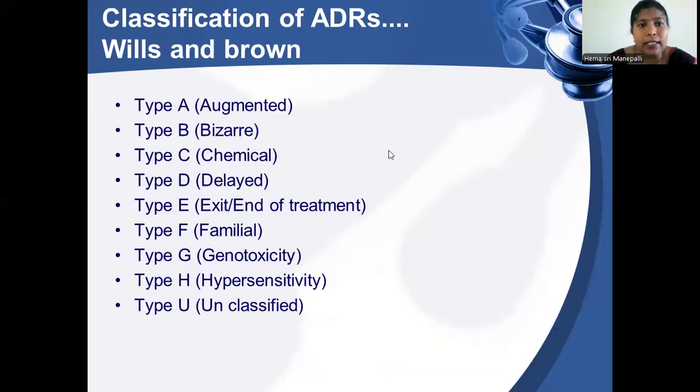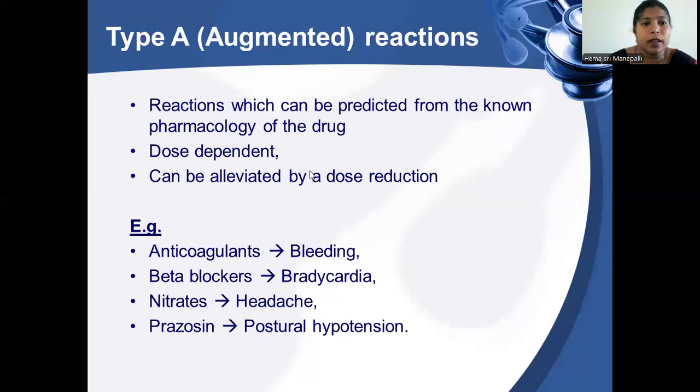So next one, the classification mainly driven by Wills and Brown. This classification is based on the types, type A, B, C, as I discussed earlier, D and E, F, G and H, U. So type A, we are calling it as augmented reaction. This is a reaction which can be predicted from the known pharmacology of a drug. It is also dose dependent and can be alleviated by a dose reduction. So here the reaction mainly depends on the drug's pharmacological action.